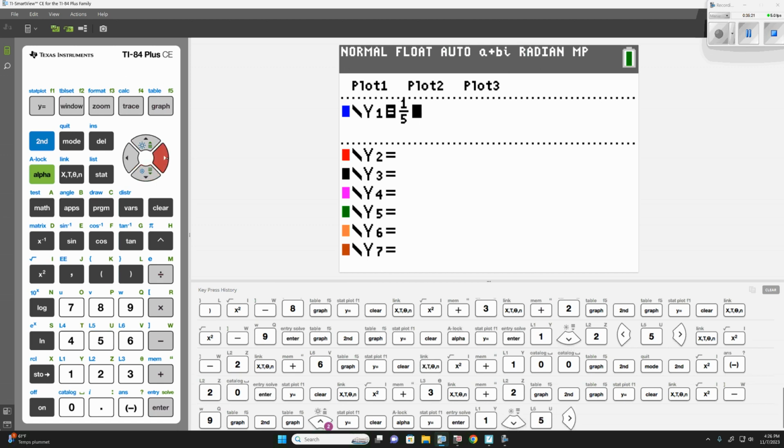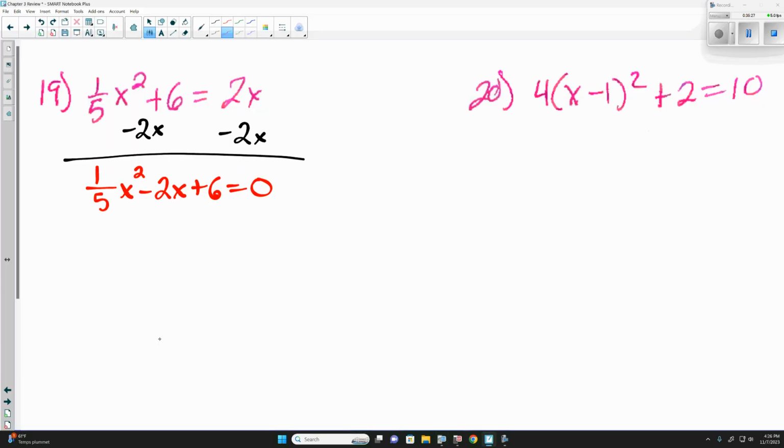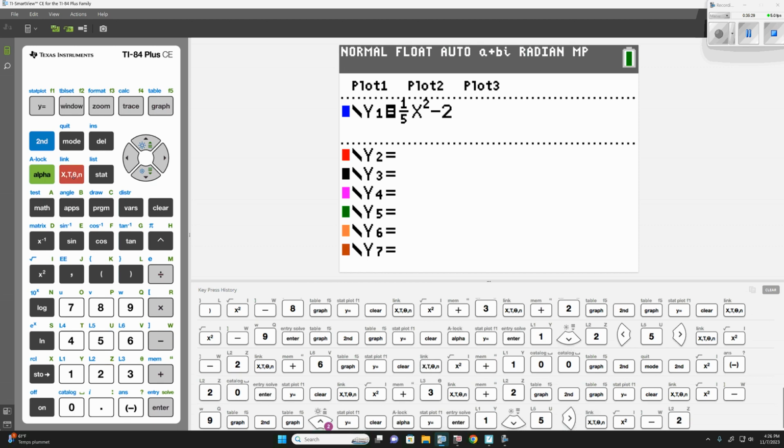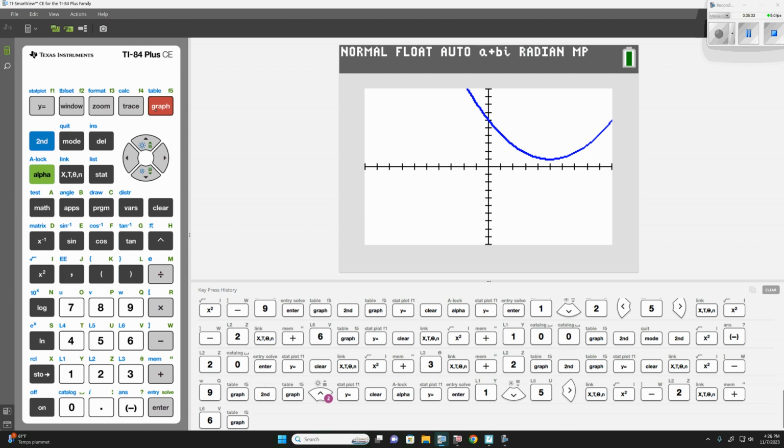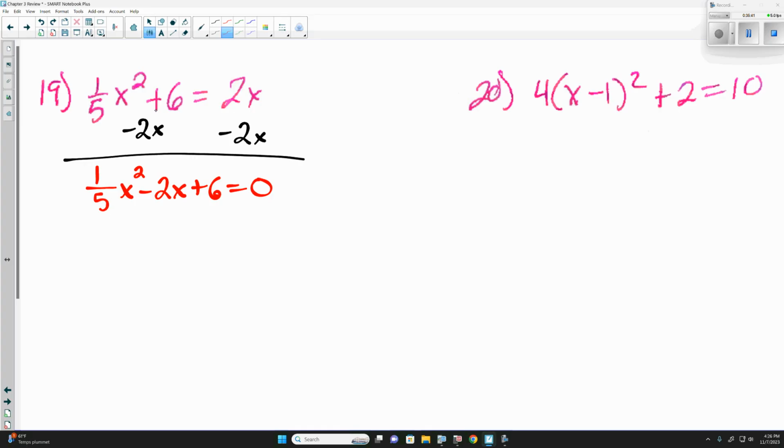So we can say 1/5 x squared minus, make sure, yes, minus 2x plus 6. Graph. It does not cross the x-axis. And since it doesn't cross the x-axis, there are no real solutions. So it means our solutions will have i in them.